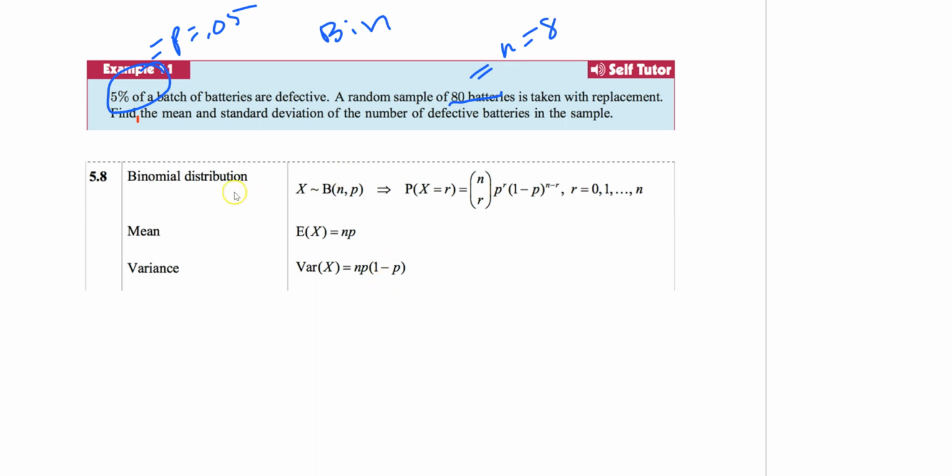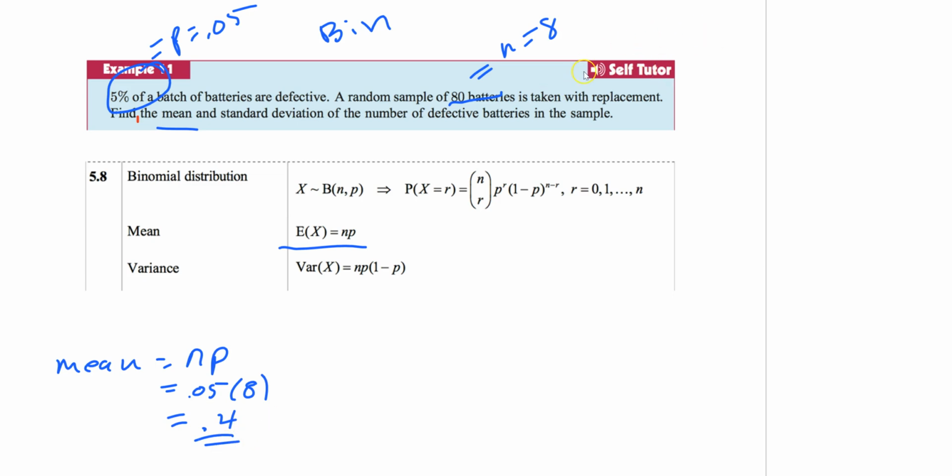Right? So now for this, they want the mean. That's this right here. So that part's easy. The mean is expected value, n times p, which in this case is going to be 0.05 times 80, which is 4.